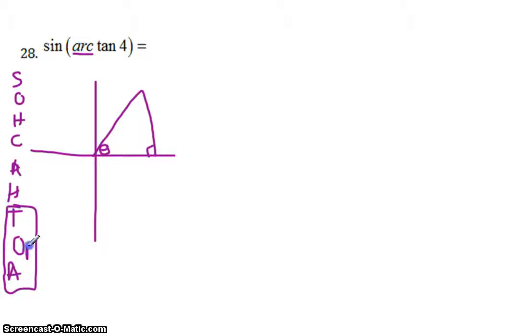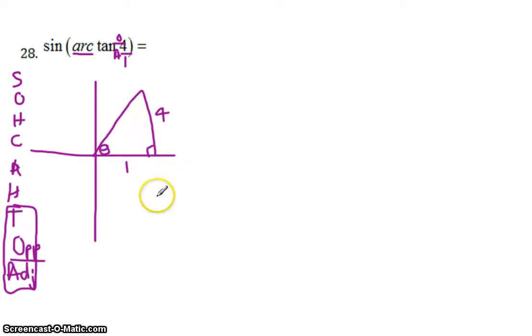What does that mean? Well, that's opposite over adjacent. So this is going to stand for opposite over adjacent. What's the bottom part of this fraction? What's on the bottom of a whole number to make it a fraction? 4 over 1. So here's my angle. Opposite my angle is going to be my 4. Adjacent to my angle is going to be my 1. Well, I still need to figure out what this hypotenuse is.